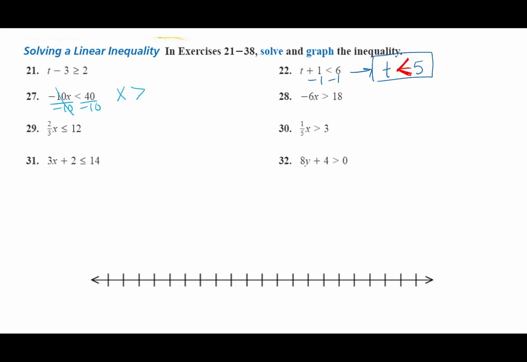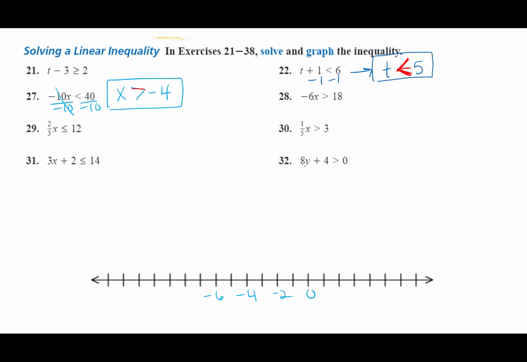40 divided by negative 10 is negative 4. So this is part 1 of your answer. Part 2 of your answer is to graph on a number line. So here's negative 4, negative 2. Because this is a greater than symbol, we'll use parentheses again.